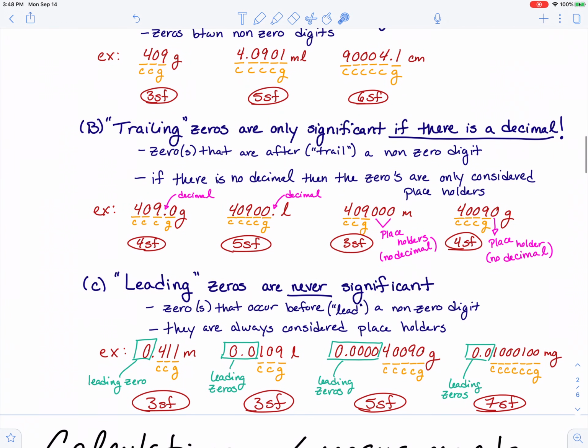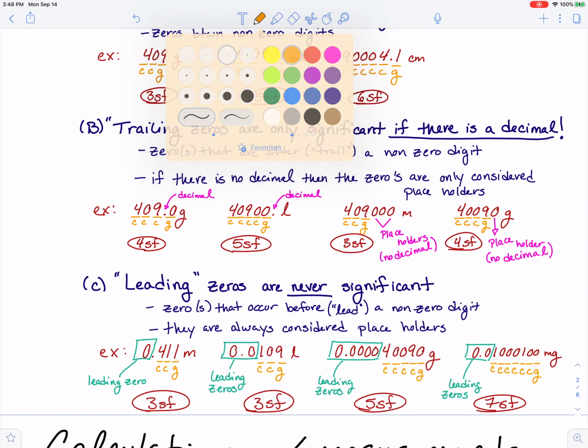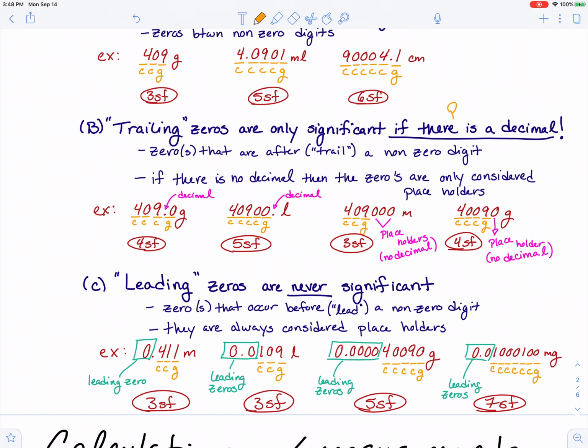The next one are trailing zeros. Trailing zeros are only significant if a decimal is present. So it doesn't have to be near the zeros. All it has to do is be present. As long as a decimal is present in the number, the trailing zeros are significant.